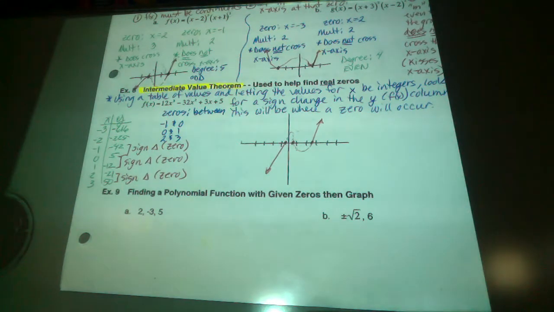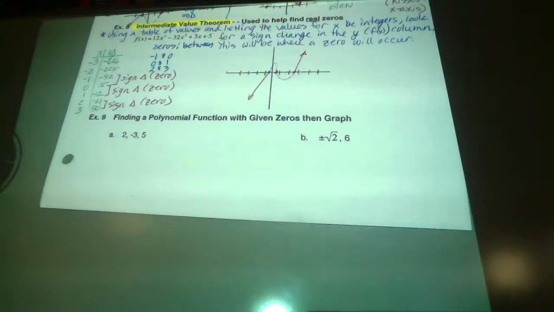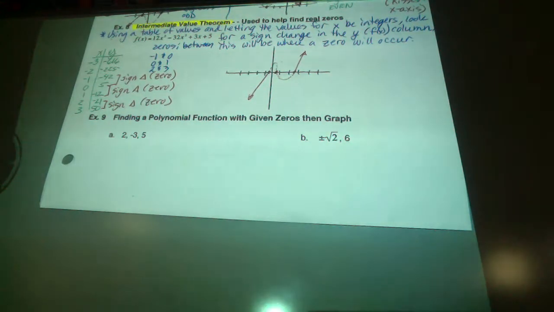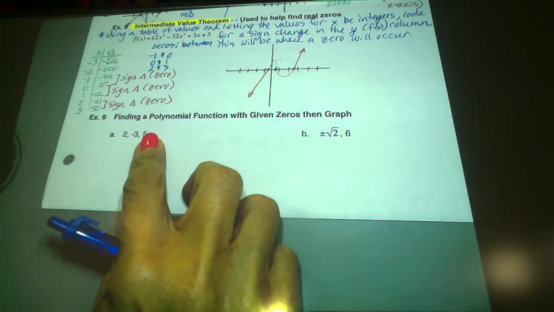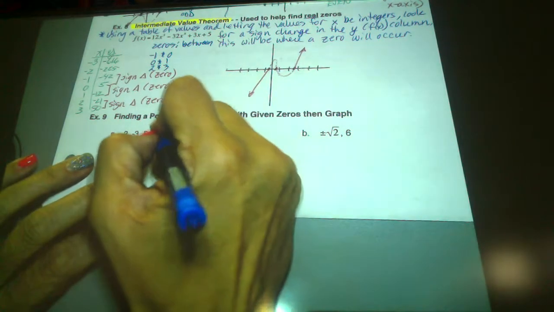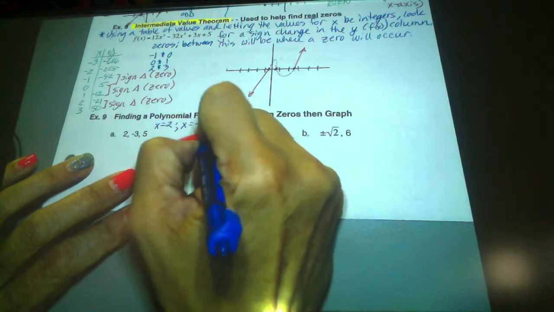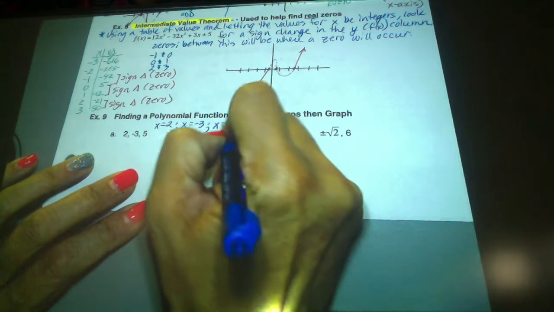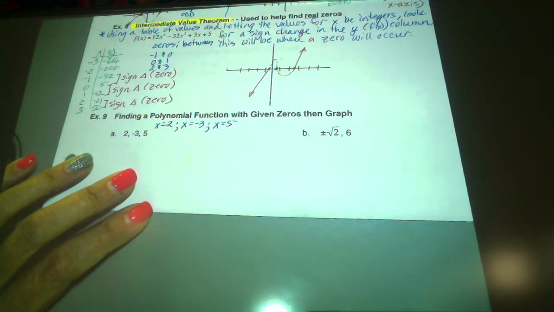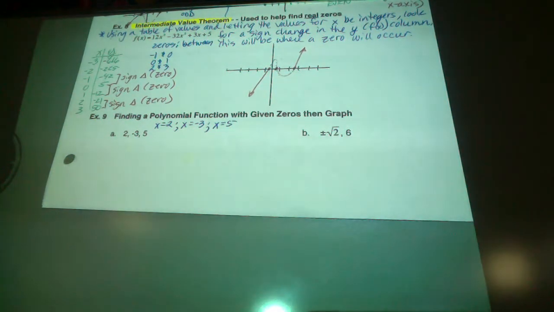All right, the last part, you are being given the zeros and you have to actually write the polynomial yourself. Not so bad, it just requires some multiplication. So I know if I have 3 zeros, I must have an x cubed as my final polynomial. They have given me x is equal to 2, x is equal to negative 3, and x is equal to 5. That's what that means. So I'm working myself backwards from factoring.